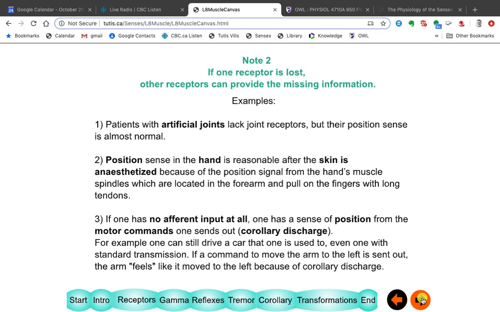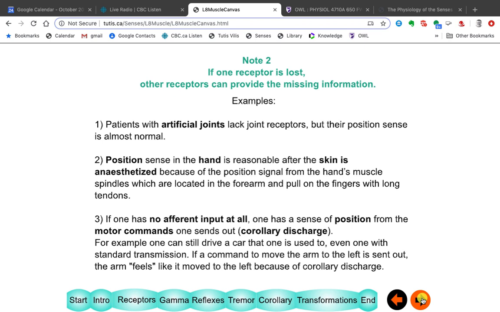The position of the hand is quite reasonable when the skin of the hand is anesthetized. So let's suppose you put a cuff here and you stop the blood from entering your hand. Your hand goes numb. But you can still tell what the position of your fingers are.